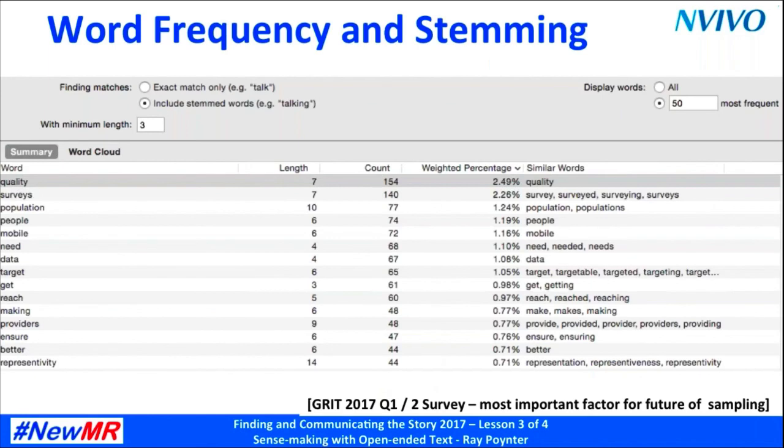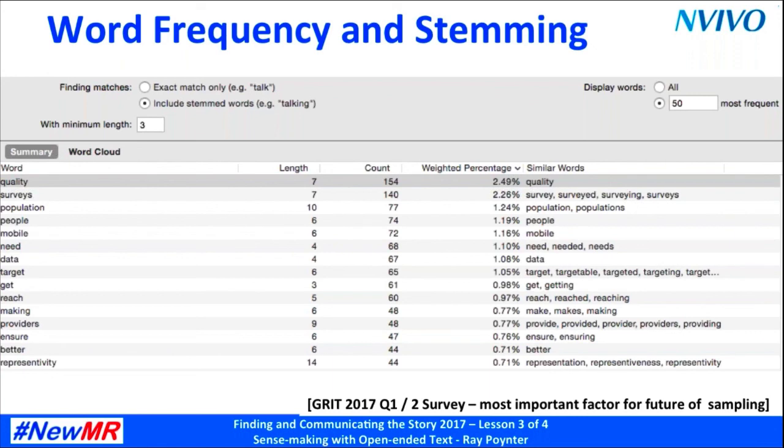So the sort of things that I can do, I'm going to take that grit data again, and I've taken the question, the most important factor for future of sampling, and it's looked at a simple word cloud. Well, it's not completely simple because it's stemmed the words. What do I mean by that? Well, the most common word in that text was quality. It came up 154 times. The next most common word was surveys, but actually survey, surveyed, surveying, and surveys have been automatically grouped together. If you use the advanced versions, the Windows Pro and Plus, then it will take synonyms as well, and it will take extensions and generalizations.